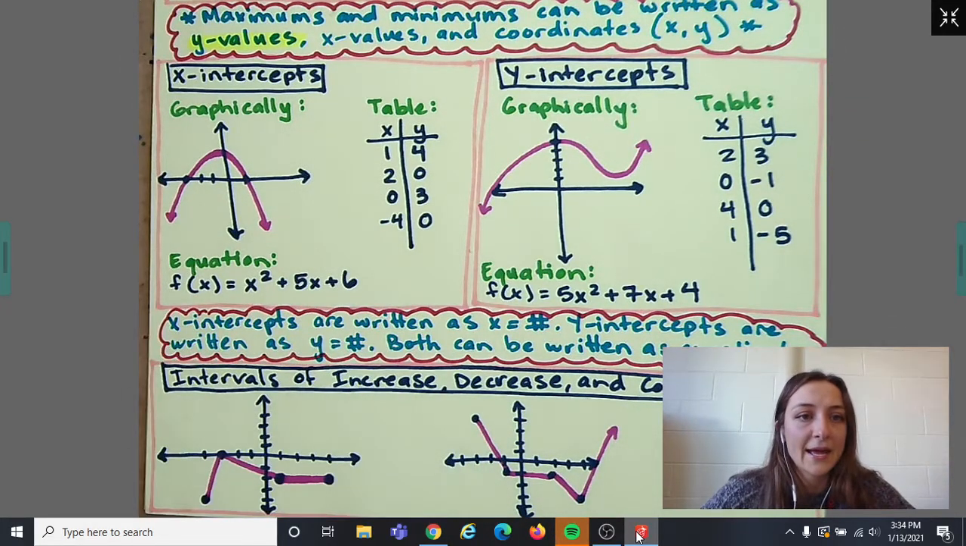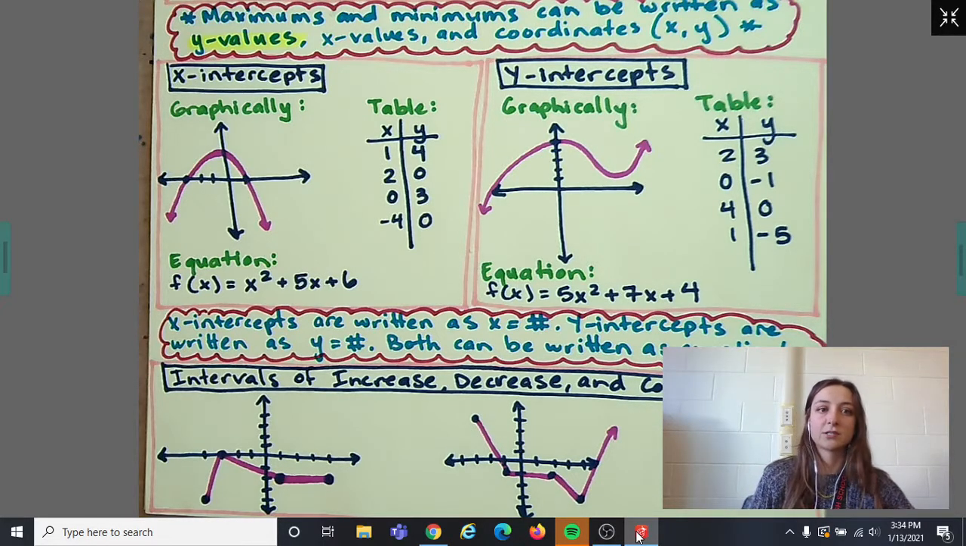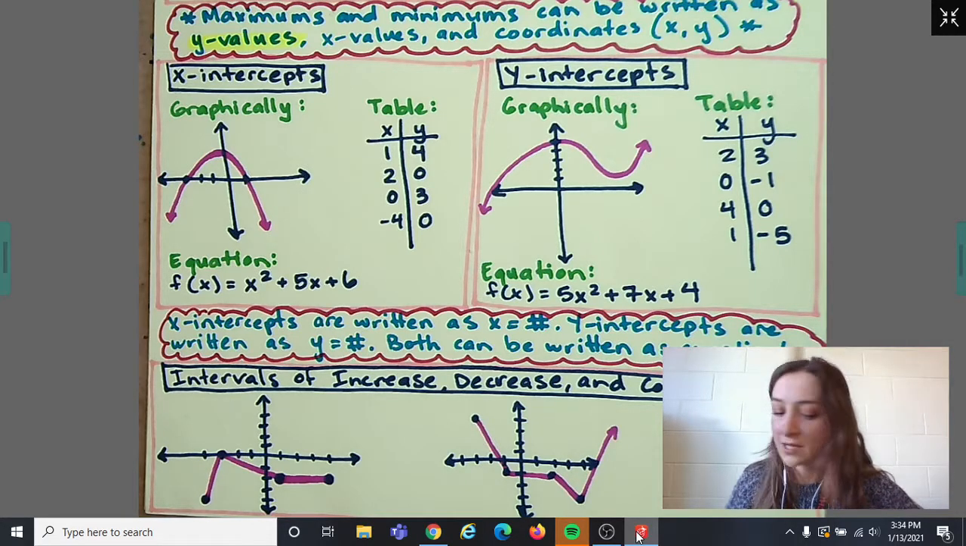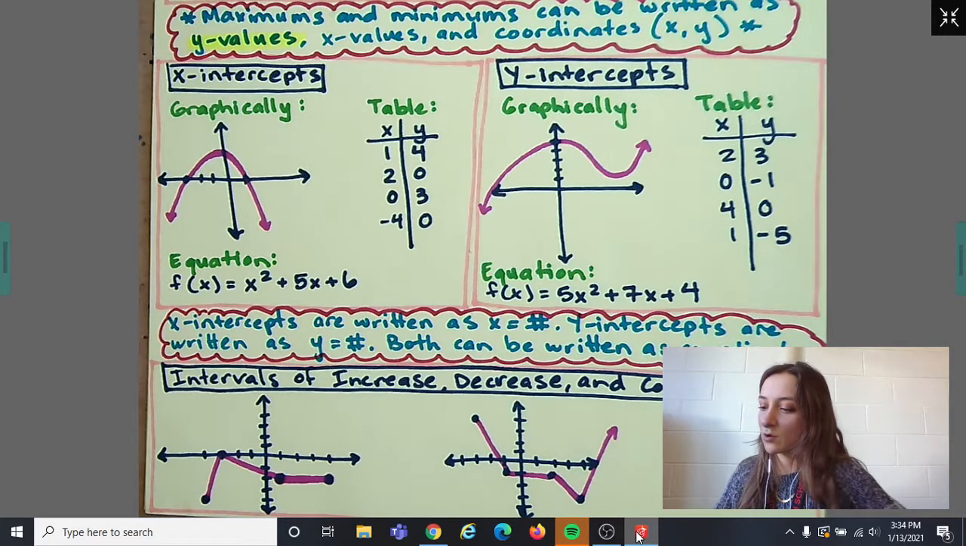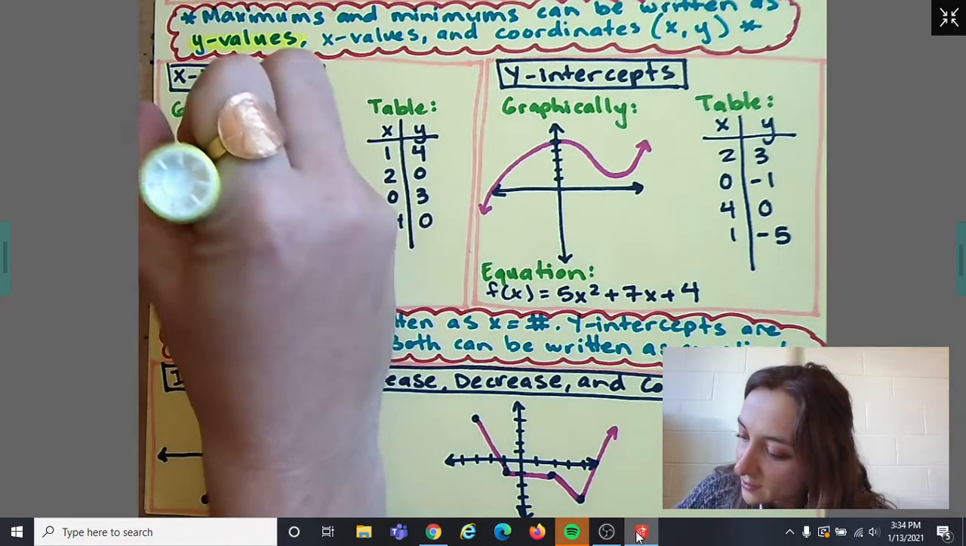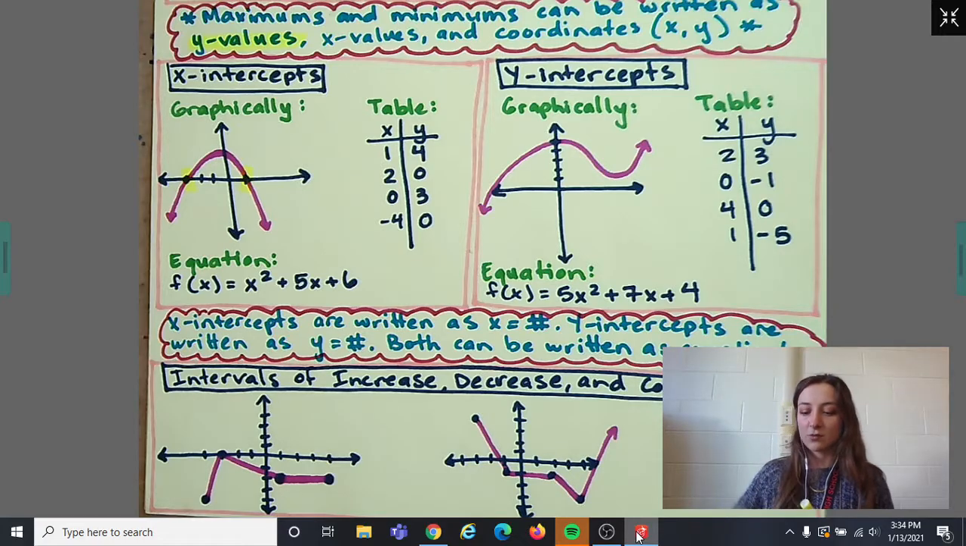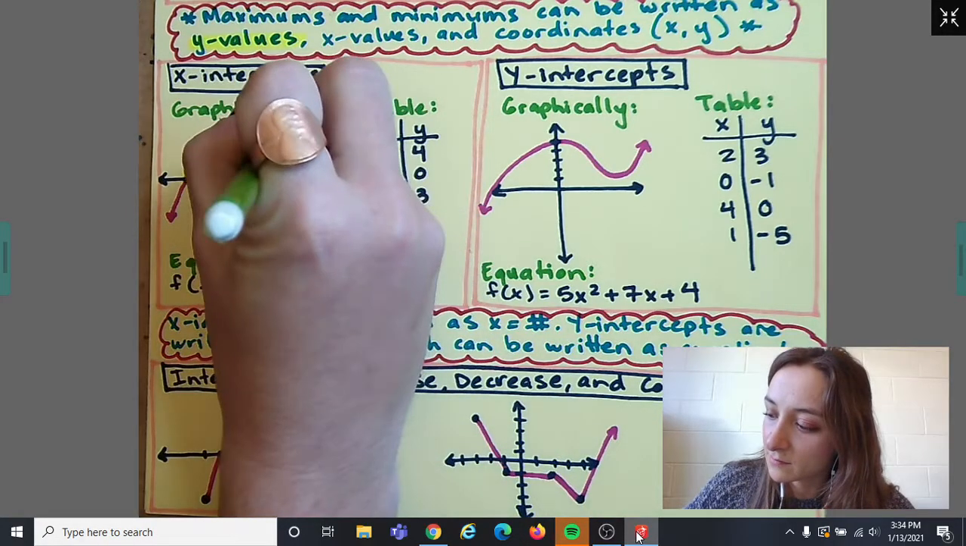Okay? And first we're going to look at graphically, then a table, and then the equation. So with graphically, x-intercepts are just going to be where it's crossing the x-axis. So we can see that this one is crossing the x-axis at -3 and +1. So this one has x-intercepts.